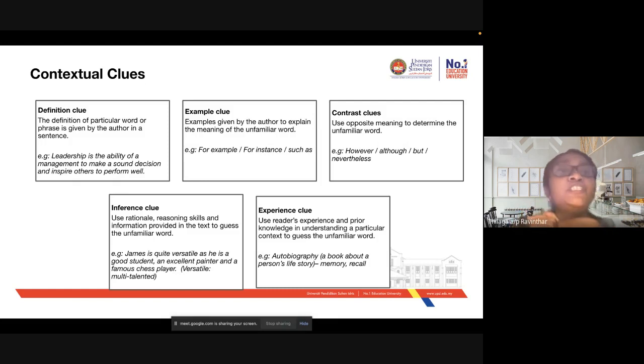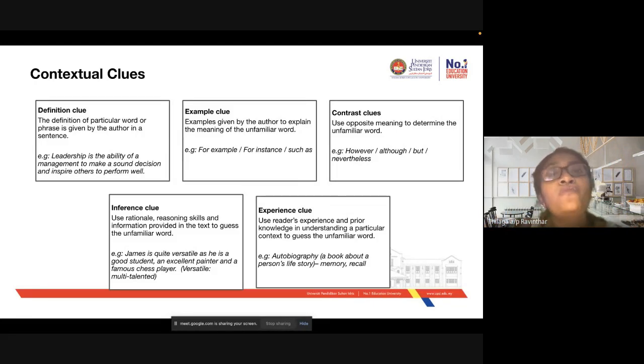So definition clue is usually based on the meaning. Example clue is usually where the author starts by saying, for example, for instance, and so on. Contrast clue means the opposite side of the argument, and they use sequence connectors like however, although, nevertheless to signal the opposite argument.